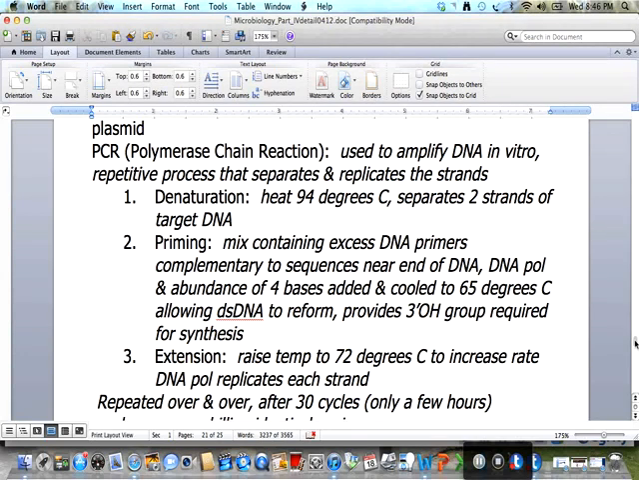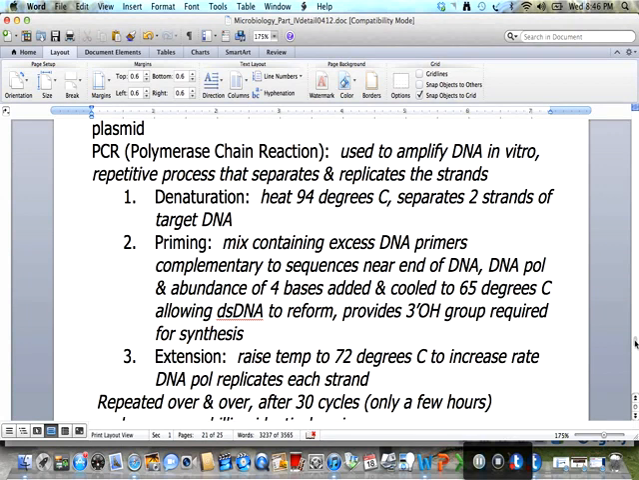of the DNA, DNA polymerase, and an abundance of the four bases is added and cooled to 65 degrees Celsius. This allows double-stranded DNA to reform and provides the 3' hydroxyl group required for synthesis. In the extension phase, the temperature is raised to 72 degrees Celsius to increase the rate of DNA polymerase replicating each strand. The process is repeated over and over.